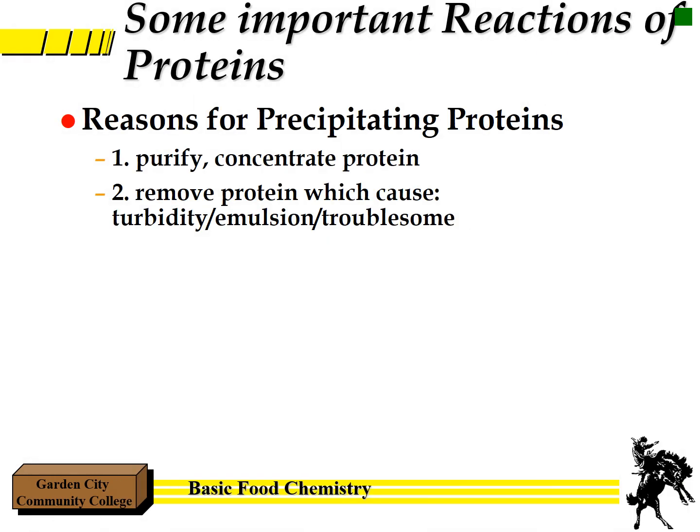Some reasons for wanting to break down or precipitate these proteins: one, to purify or to concentrate that protein. Also, it could be just to remove the protein, which could cause some turbidity, may have some emulsion characteristics, or it's just troublesome and we need to identify and remove it.